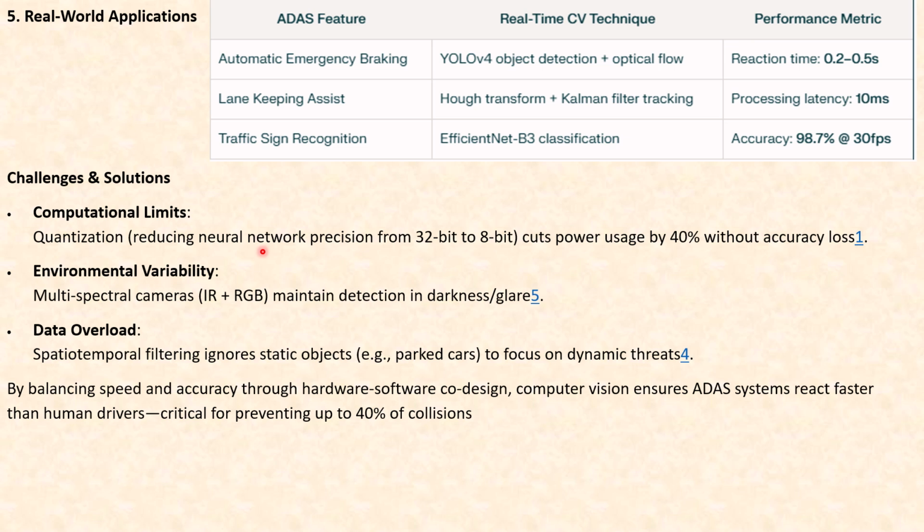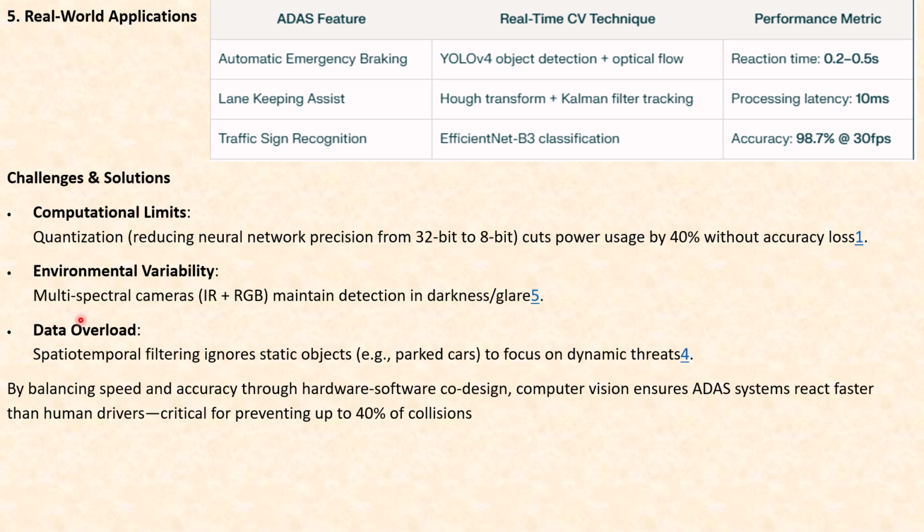Now challenges and solutions. What are the challenges? First is the computational limit. Quantization, reducing neural network precision from 32-bit to 8-bit, cuts power usage by 40% without accuracy loss. Naturally, when you reduce the bit size from 32-bit to 8-bit, the general perception is you may lose accuracy. But there is a mechanism called quantization. Even though it is reducing from 32 to 8-bit, it cuts the power by 40% without any accuracy loss, and this is a huge advantage.